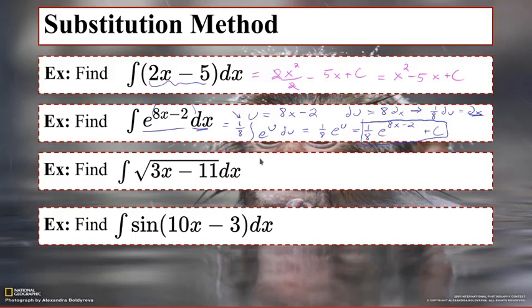Okay, so here, let me try u equals 3x minus 11, and du is going to equal, well, just take the derivative of this, 3 dx. So again, we just have that constant. I'll use the trick I used last time, just divide both sides by 3. So I have 1/3 du equals dx. And so let me substitute what I know for what I chose for u. That's square root of u, and dx is just 1/3 du.